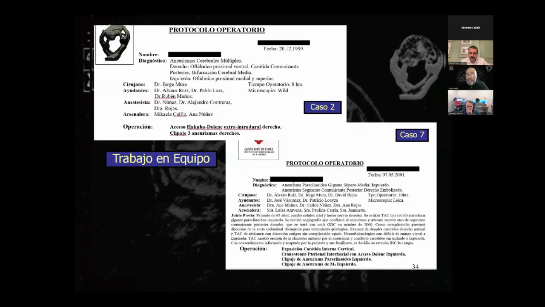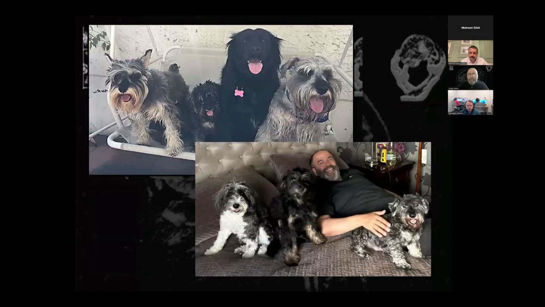But at that time, in 1999, everybody thought that Dolenc described the anterior clinoidectomy, but Dolenc described the combined, not the extradural. This is my family. They were so important to me that I gave the name Dolenc to my first dog, who passed away last year. I loved him too much.